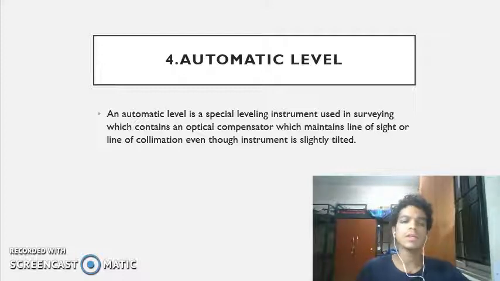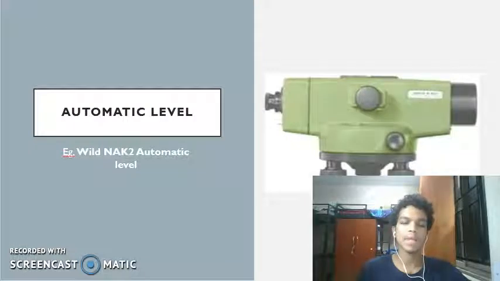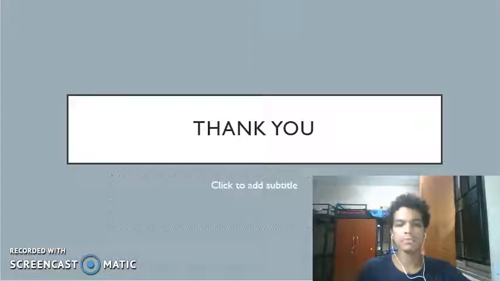The last is the automatic level. An automatic level is a special leveling instrument used in surveying which contains an optical compensator that maintains the line of sight or line of collimation even though the instrument is slightly tilted. This instrument is widely used in rough terrains or hilly regions where the land is not so straight or smooth. An example is the Wild NA2 automatic level.